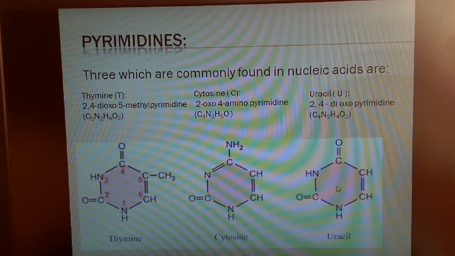When you check uracil and thymine, they are almost similar. The only difference is that on the fifth carbon we have a CH3 group. Apart from that, everything else is the same. So we can name thymine as 5-methyl uracil also. Okay.